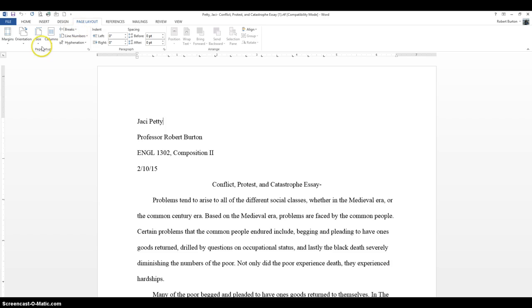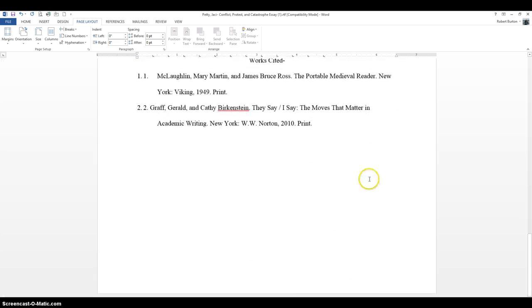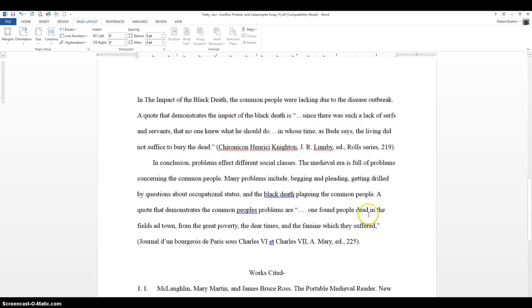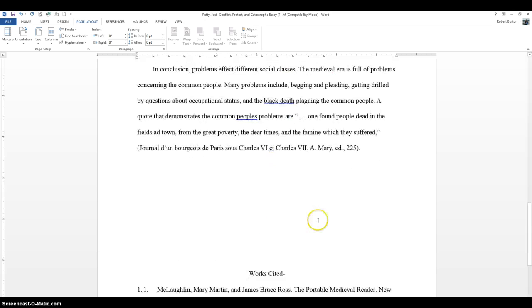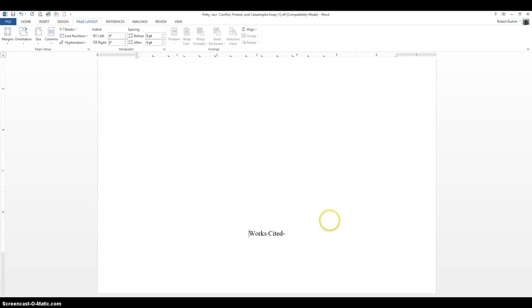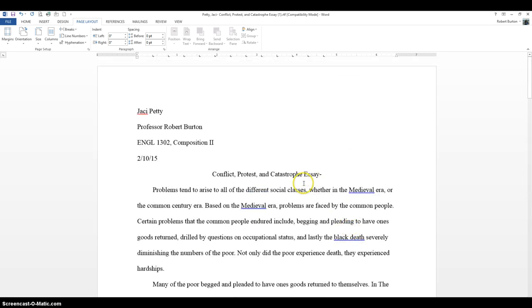Why am I making such a big deal about the margins? Because if they're not right, when I go to change it, it's going to change the length of the essay. If you had a short essay, it's going to make it shorter. This one has problems of its own. The works cited needs to be on a page all by itself. But this essay was longer, but once I changed the margins, it shortened it even more, and that's a problem.